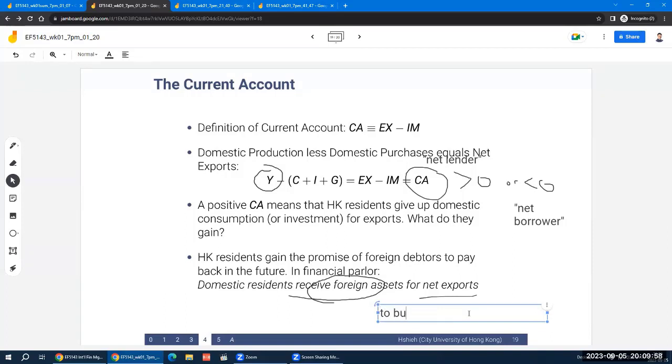So maybe I'll write to buy imports in the future.